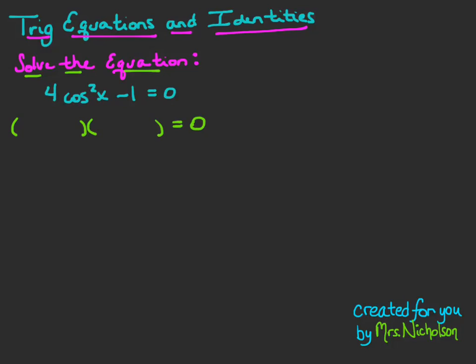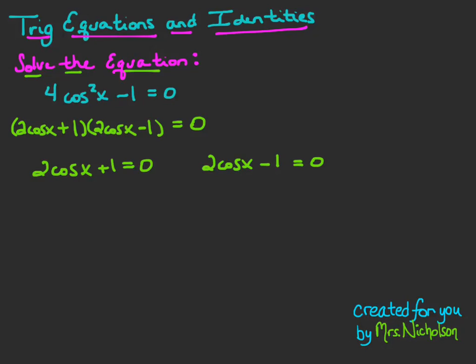So to get 4 cosine squared, we're going to multiply 2 cosine x times 2 cosine x, and then numbers that multiply to give me 1 are 1 and 1, and my signs are going to be plus and minus. 4 cosine squared minus 1, that's a difference of 2 squares. And so we factor it just like we factor a difference of 2 squares when x is the only variable. Now that I have this factored, I'm going to set each factor equal to 0. So 2 cosine x plus 1 equals 0, and 2 cosine x minus 1 equals 0.